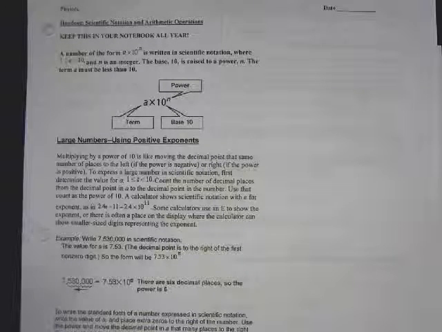Okay, first we have a handout that talks about scientific notation and arithmetic operations. For scientific notation, there's one rule: one digit to the left of the decimal point.